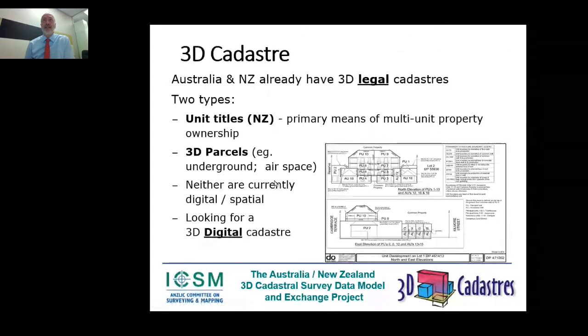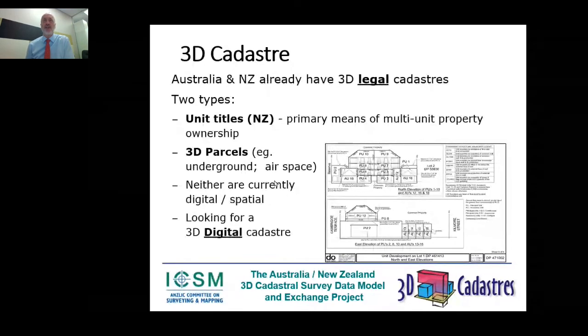Australia and New Zealand already have 3D cadastres. We have had for a long time. That's the legal cadastre, but we have typically recorded that information on paper plans, and we don't really have it coming in a digital format. And we have sort of two types, and I think most of you will be familiar with these.